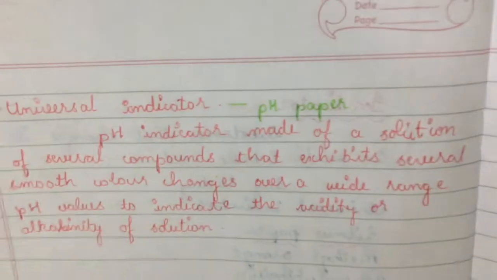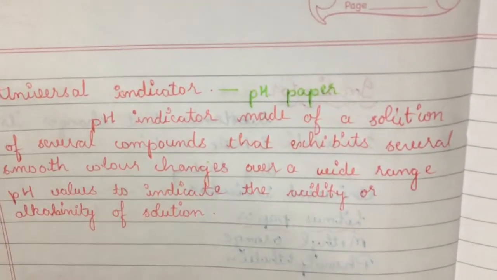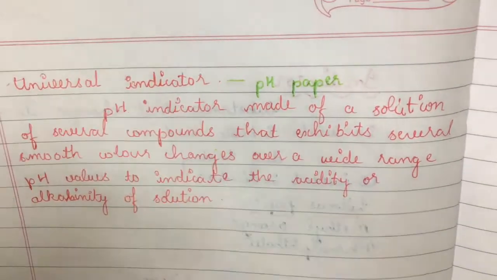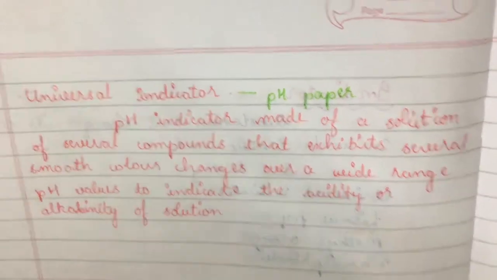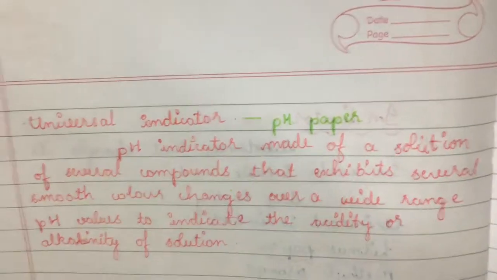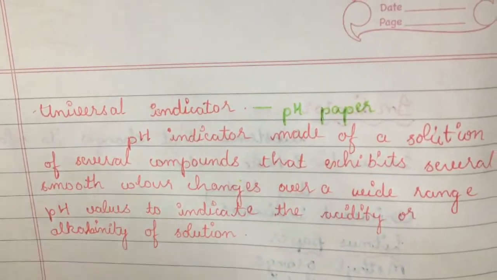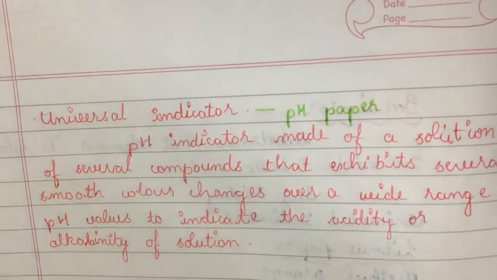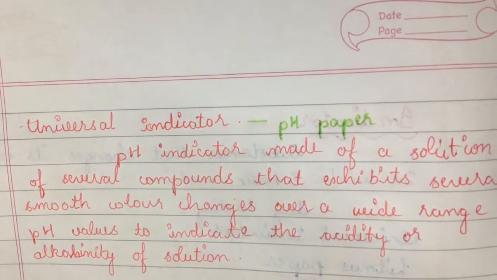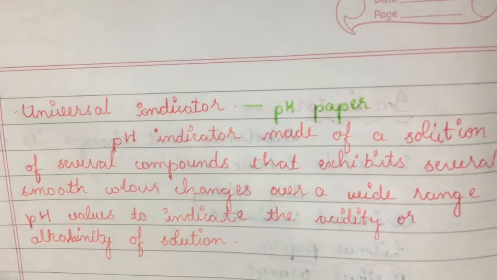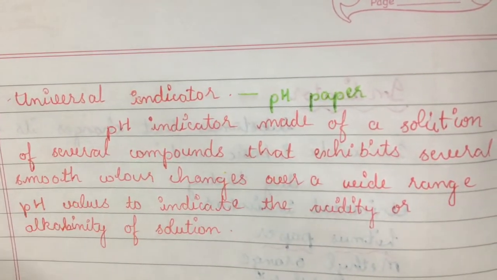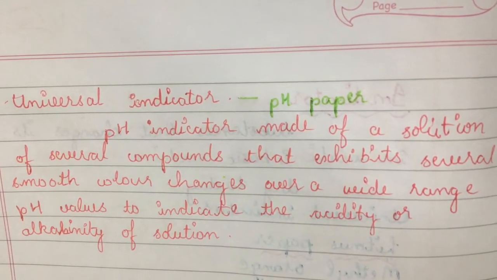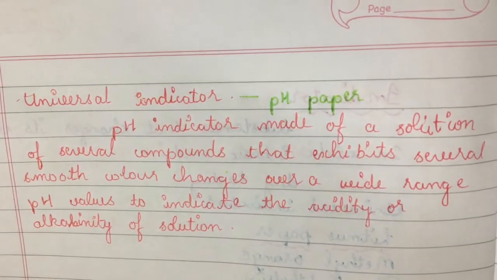And so by using this pH paper, we can define whether the solution is acidic or basic, and we can also determine the strength of the acid, that is whether it is a weak acid or strong acid, or weak base or strong base, by using this pH paper. That is, it gives us the accurate determination. So it is known as a universal indicator.